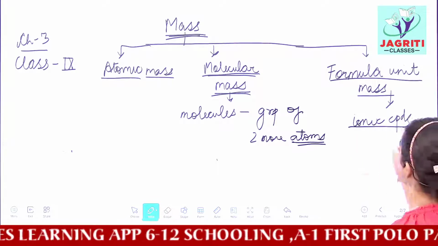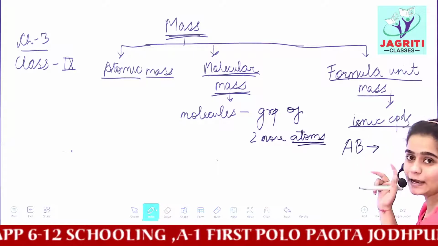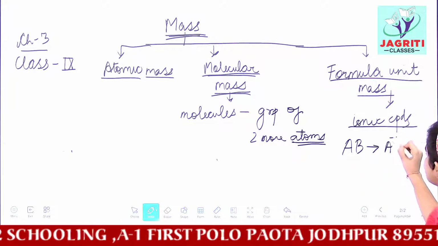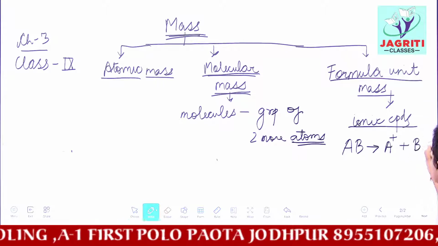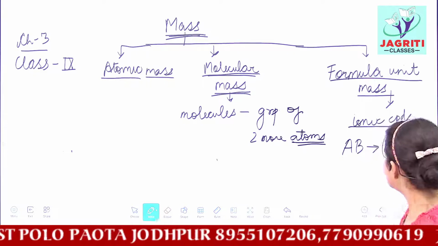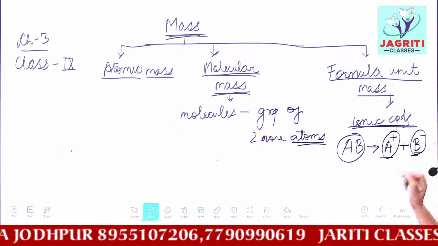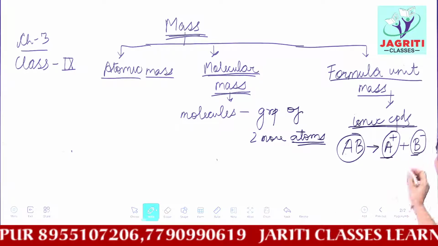Let's suppose you have an ionic compound AB, which is made up of two ions, A plus, that is the cation, and B minus. Here B minus is the anion, A positive is the cation. So if AB is made up of two ions, we say that AB is an ionic compound because it is made up from ions.